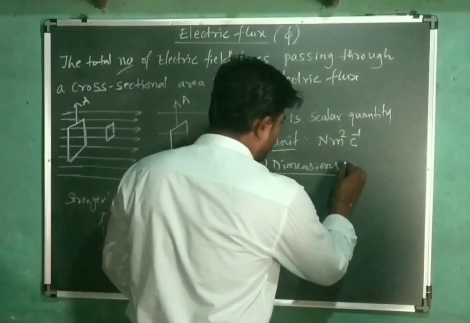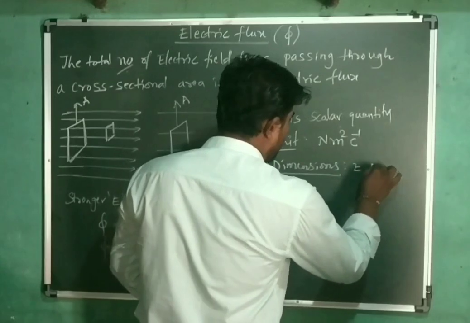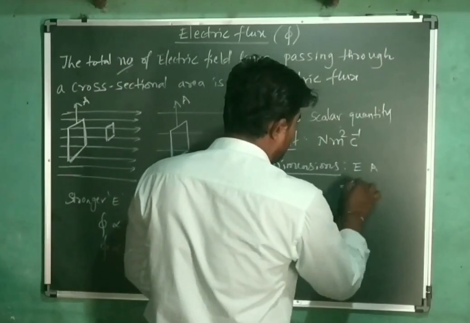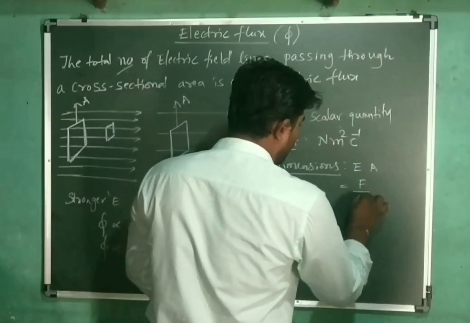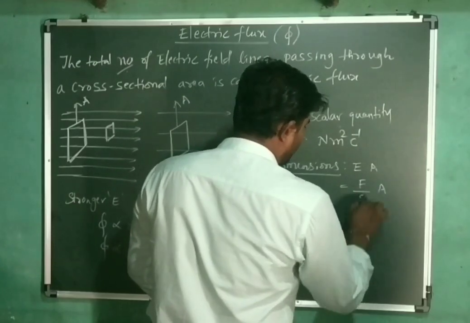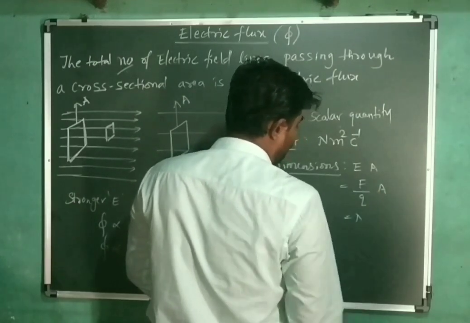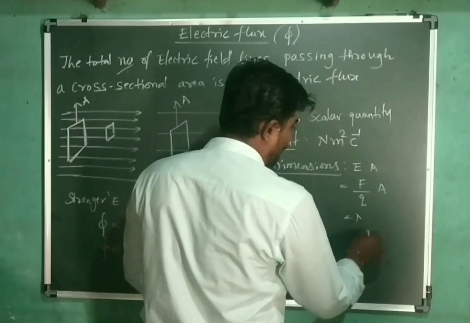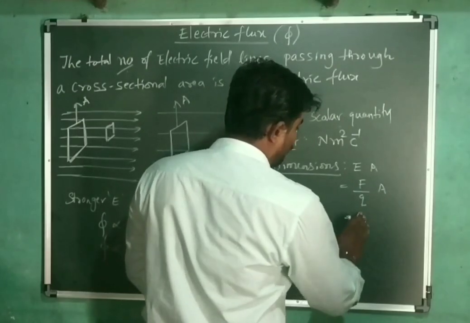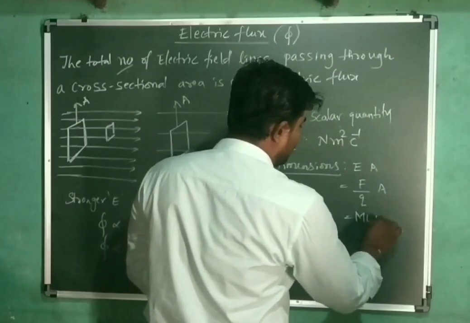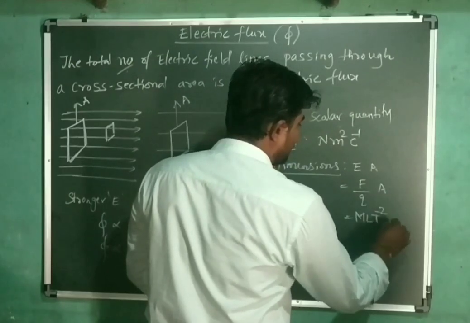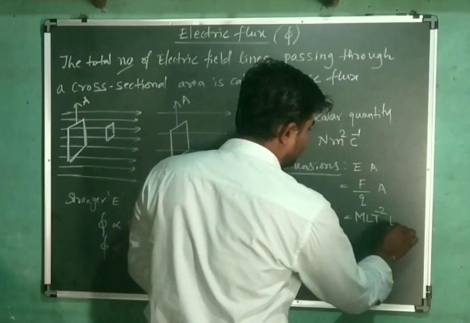E and A is there. Okay, E can be written as force divided by Q and area. Force F is equal to M into A, where M is mass and A is acceleration. Therefore, it is M L T to the power minus 2. Area is length squared, therefore it is L square.